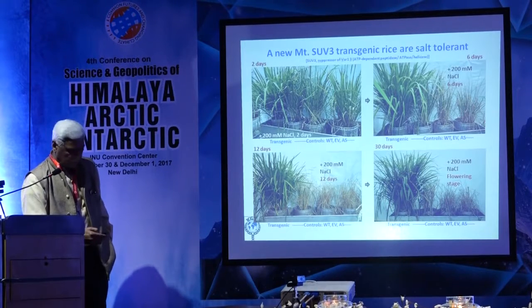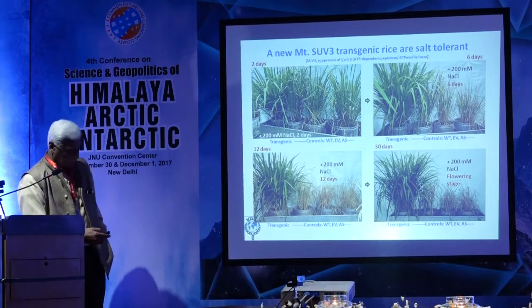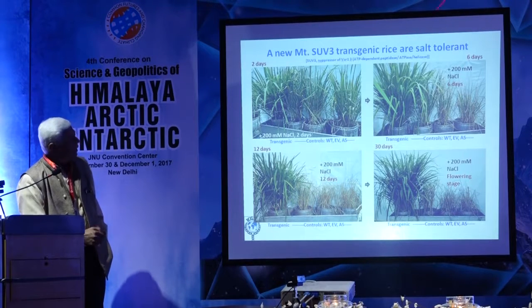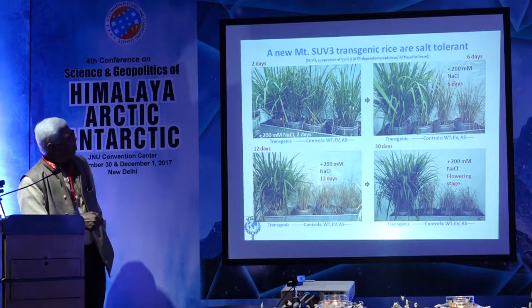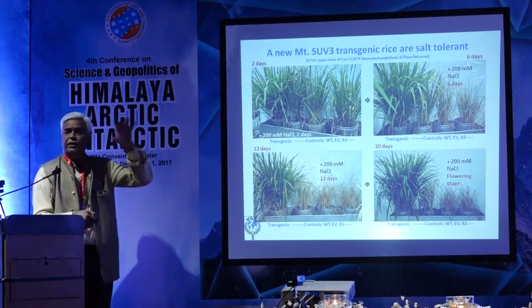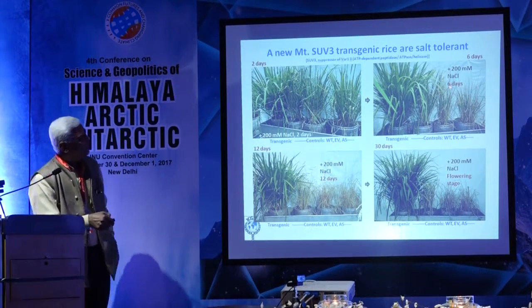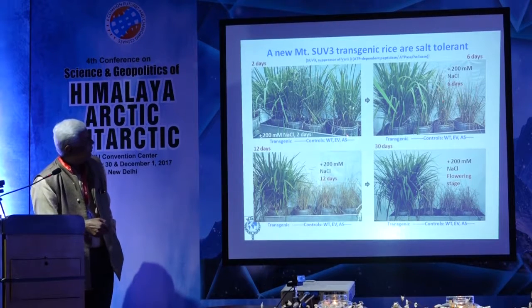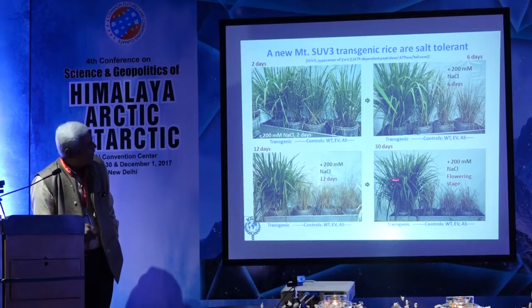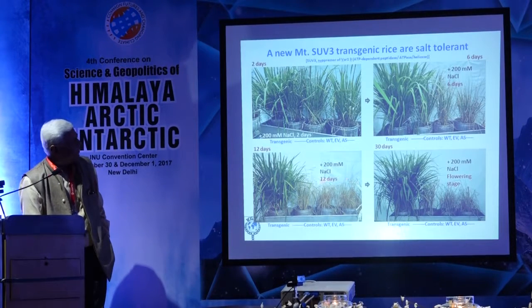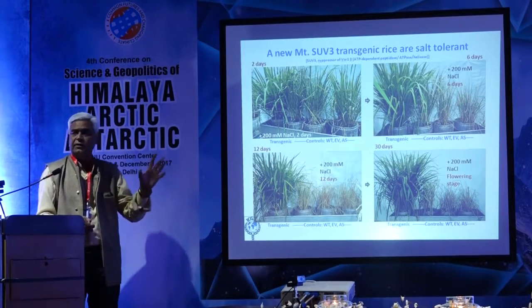There are a few more examples, but time may not be enough, so I will not go into more detail. But you can see step by step, there are 4 plants here with control and transgenic. The last one is the transgenic, and these are different kinds of control. They are all dipped in 200 millimolar salt, and you can see with time, at 2 days, 12 days, 30 days, only the transgenic is surviving in the presence of continuous salt.